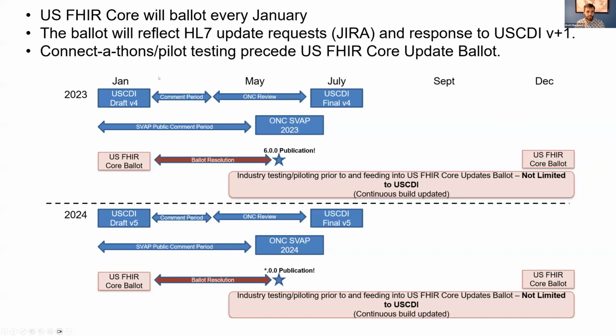ONC is on a cycle of publishing their draft in the January timeframe. I actually liked Al's big wheel. Things are always in flight. They have the draft here, and then the final, and then we don't have it here, but of course ONC is working on the next round, USCDI version 5, which we look forward to receiving in the new year.